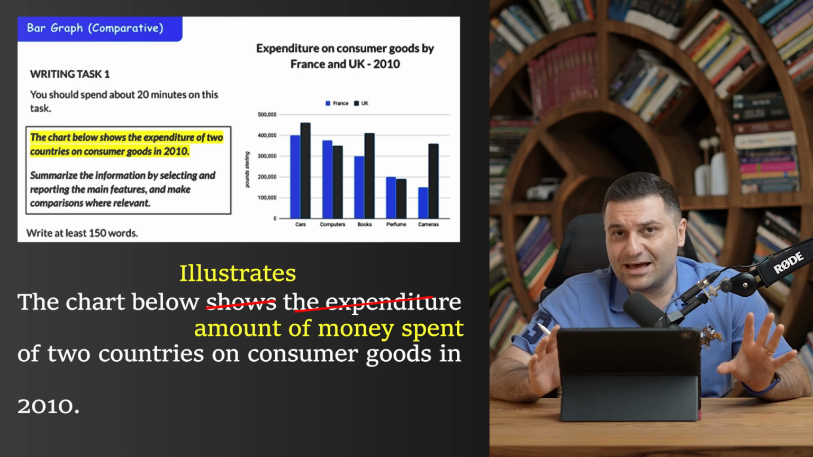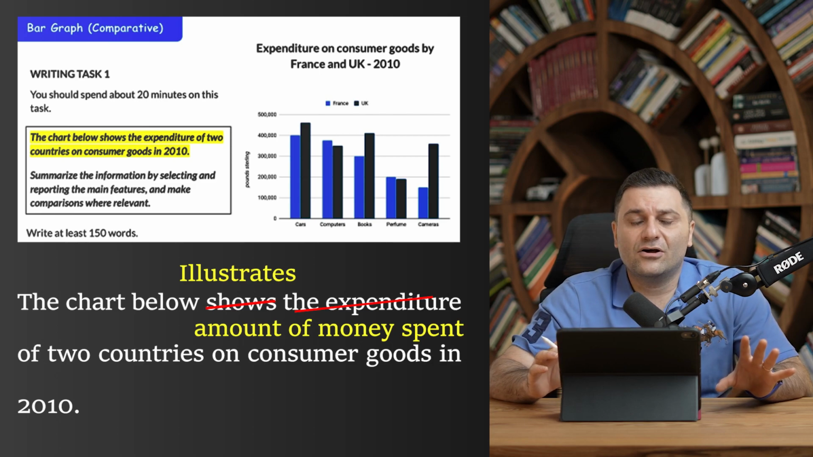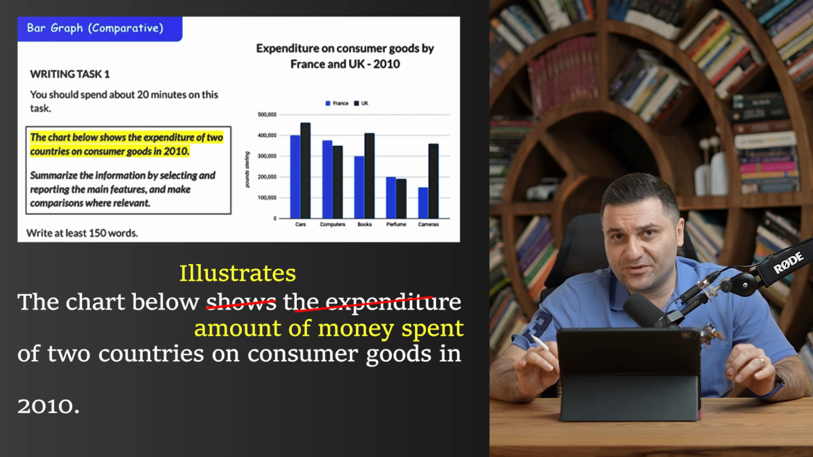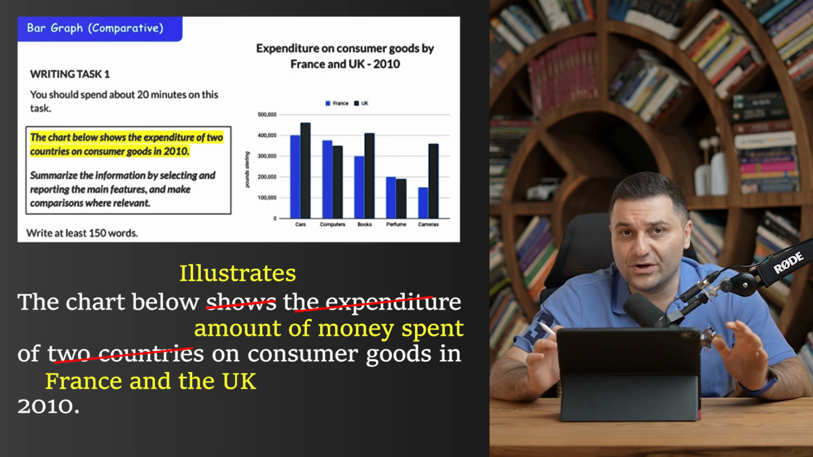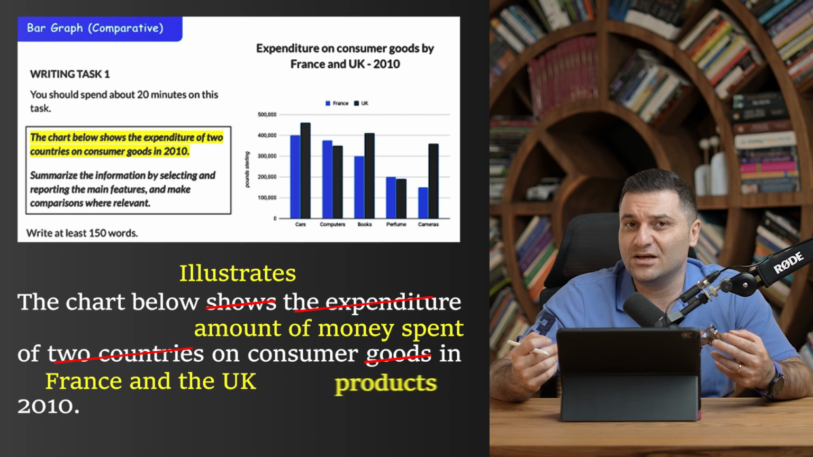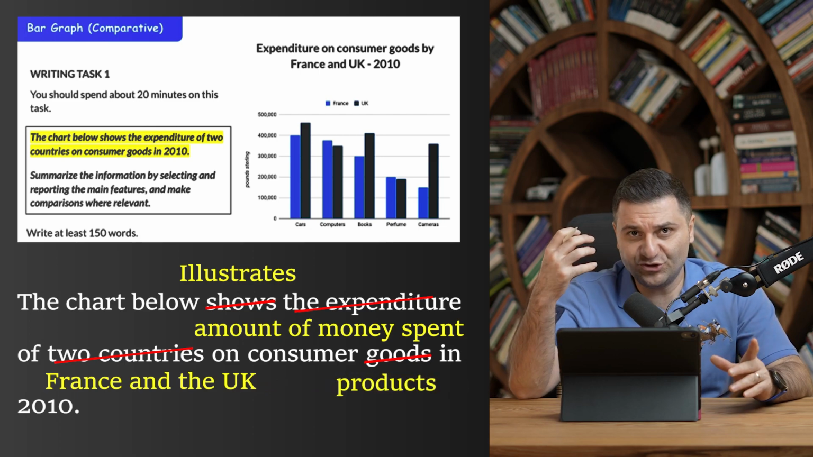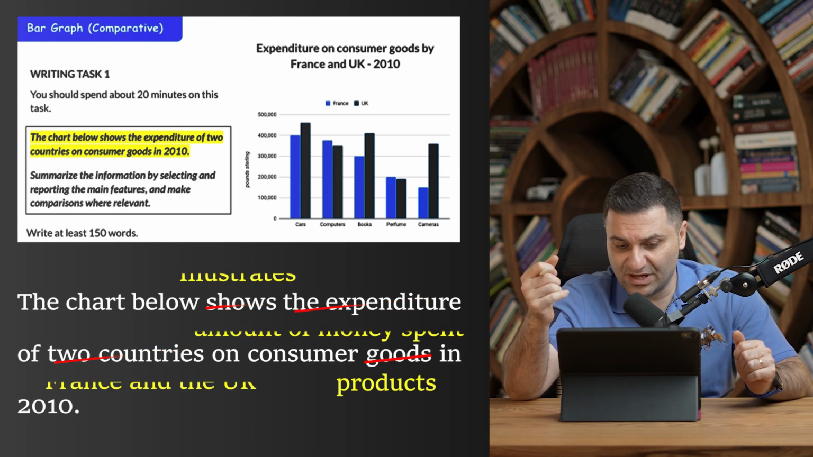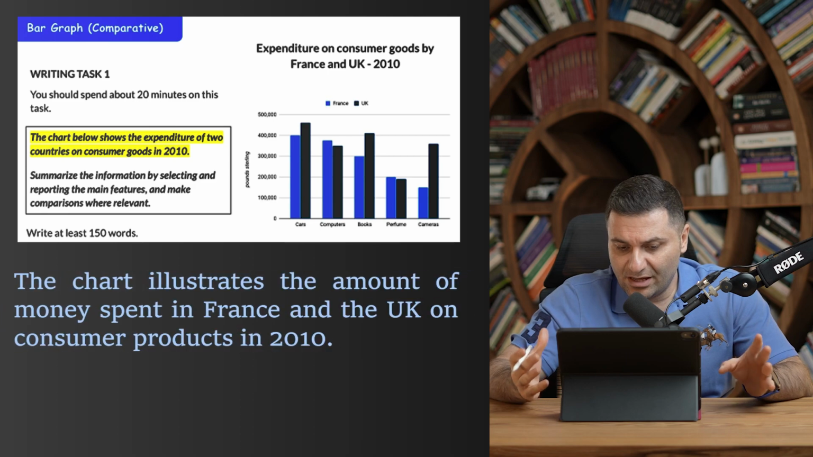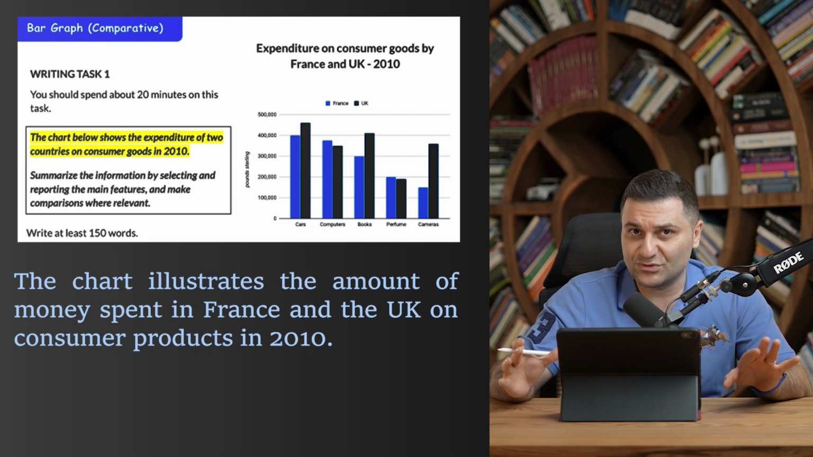Here we have in the question 2 countries. However, in our opening sentence, we can write the name of the countries, right? France and the UK. On consumer goods. So instead of goods, we can write products, in 2010. So if we change the words, our sentence will be something like this. The chart illustrates the amount of money spent in France and the UK on consumer products in 2010.